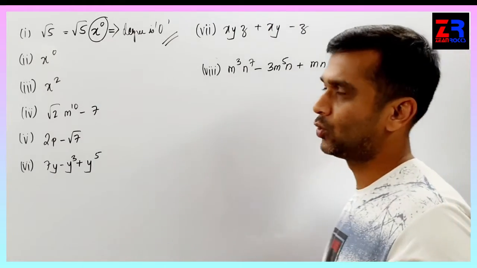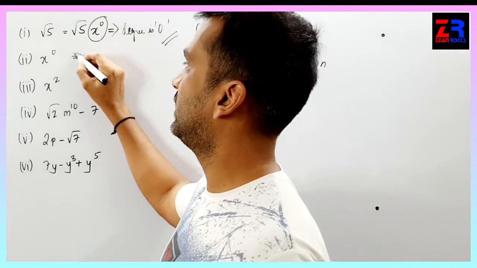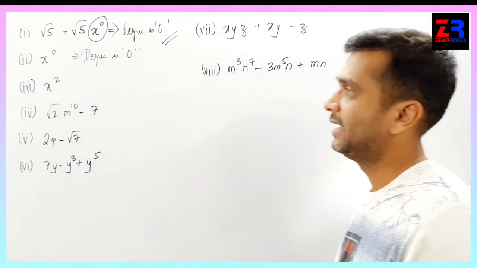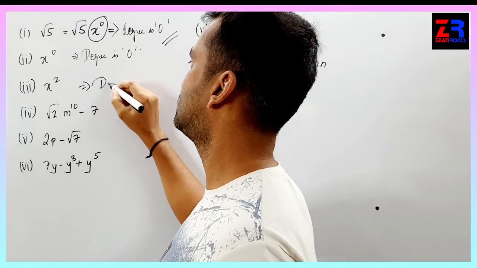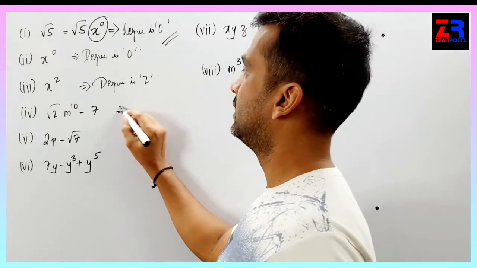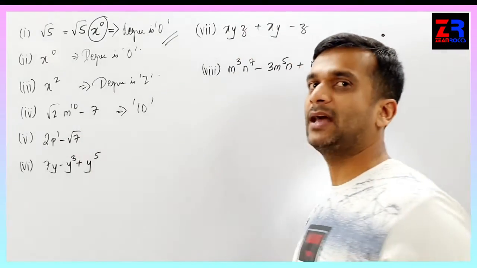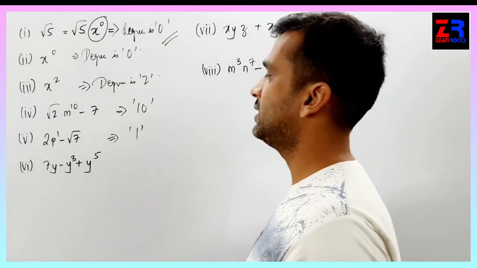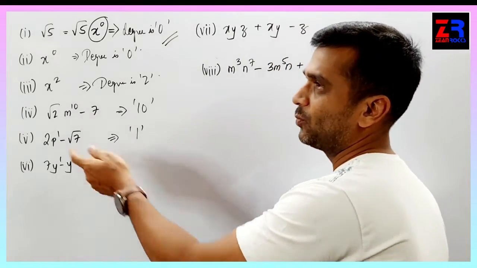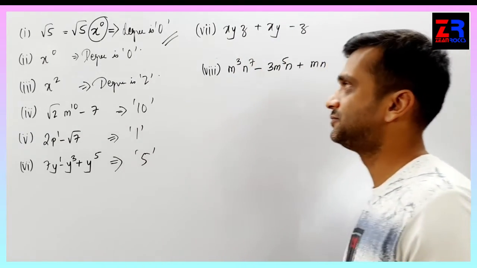X raised to 0. What is the degree of the variable? X के ऊपर क्या है? 0. So I will write degree is 0. Next, third, x raised to 2. So degree is 2. √2 m raised to 10. Degree is 10. 2p, p के ऊपर कुछ नहीं है, सबका मालिक एक, so answer is 1, degree is 1. Next 7y के ऊपर 1 है, y के ऊपर 3 है और y के ऊपर 5 है, तो सबसे बड़ा नंबर कौन सा है, हाईएस्ट डिग्री कौन सा है, 5. सो डिग्री इज 5.